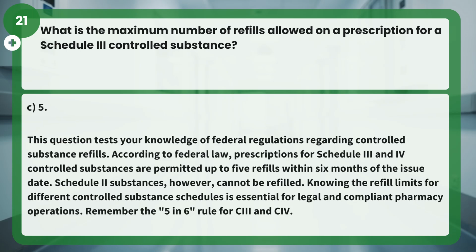Answer C. 5. This question tests your knowledge of federal regulations regarding controlled substance refills. According to federal law, prescriptions for Schedule III and IV controlled substances are permitted up to 5 refills within 6 months of the issue date. Schedule II substances, however, cannot be refilled. Knowing the refill limits for different controlled substance schedules is essential for legal and compliant pharmacy operations. Remember the 5 and 6 rule for CIII and CIV.